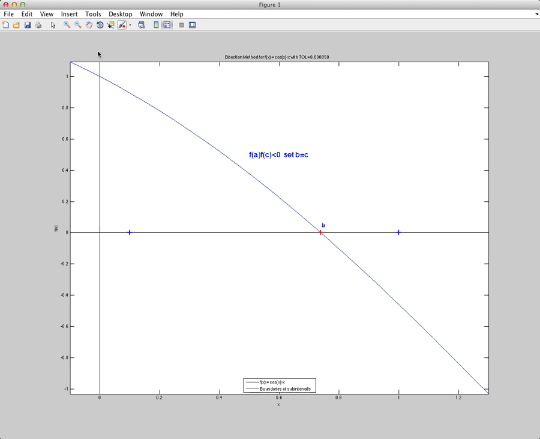By close enough, it's usually some tolerance which we define before we start running our program. In this case, my tolerance is 5 times 10 to the minus 5. But here we have a root. This converged to 0.7391 plus or minus 5 times 10 to the minus 5. And that's the bisection method for finding roots to an equation.